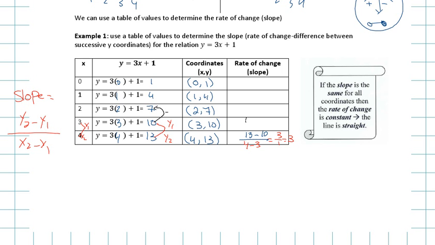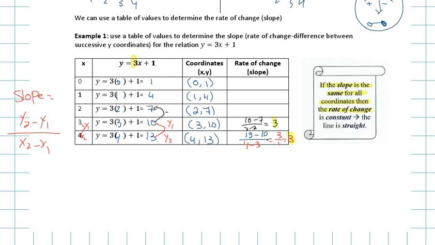Isn't the answer going to be 3 for all of them? It has to be, because the slope of the line will not change. So that's how you can check your work. And remember that the slope here has to match that coefficient that's in front of x. So, if the slope is the same for all coordinates, then the rate of change is constant and the line is straight. That's very important.